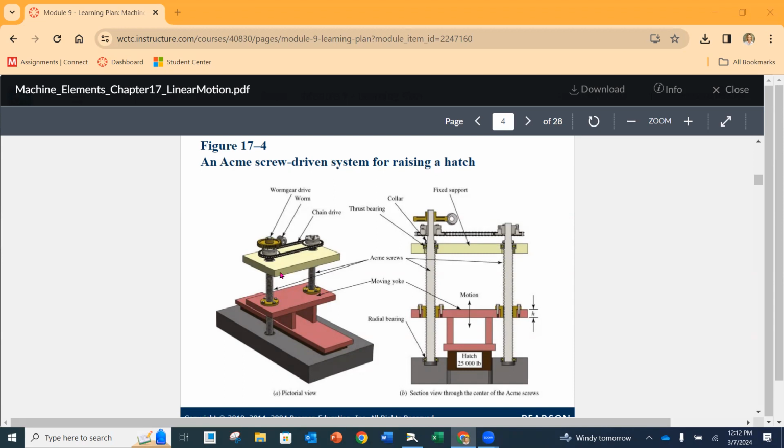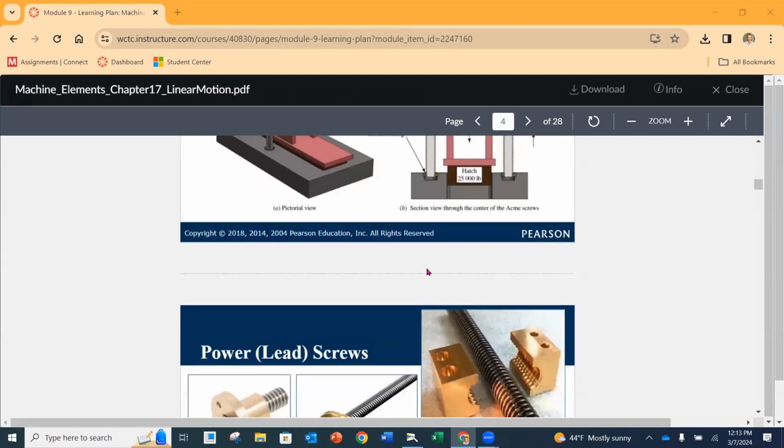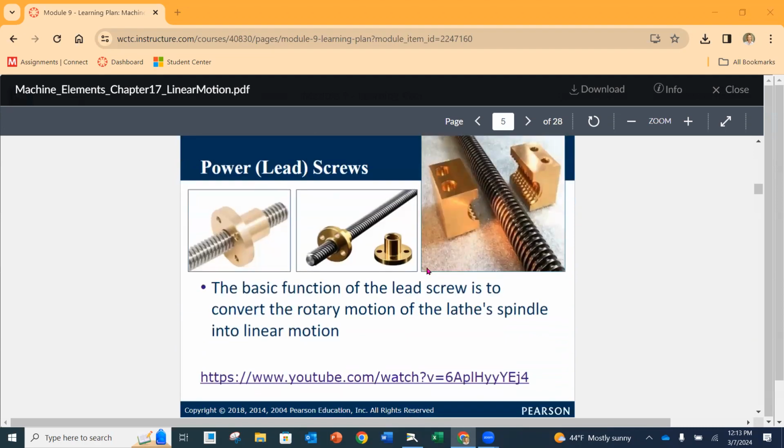Now, there are other ways to accomplish linear motion. There's a lot of different ways, but this chapter really just focuses on these screw type of linear motion, taking rotational motion and converting it into linear motion. Okay. So we're going to come back to this, because the two or three examples that we're going to be looking at refer back to this exact design. So we'll keep that in our back pocket.